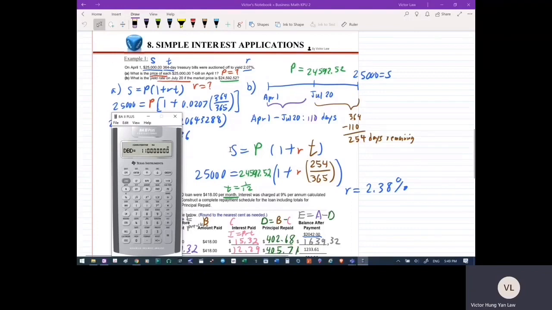We're going to use the same formula, S equals P times (1 plus RT). S is 25,000, the maturity value at the end of the contract. P is 24,592, the present value or the market price. That's how much the T-bill is worth today. Then T is the number of days remaining, so 254 divided by 365. The last variable is R, which is what we're solving for. You can rearrange the algebra on your own and solve for R, and you're going to get R equal to about 2.38%. And that's example 1.